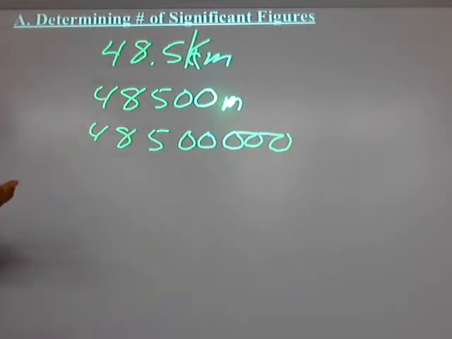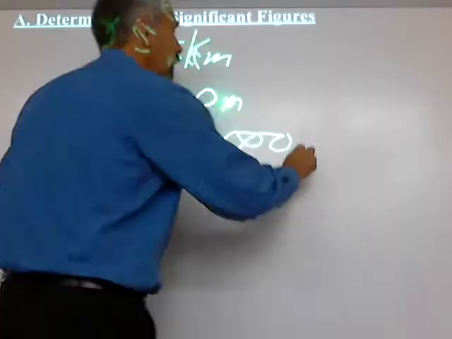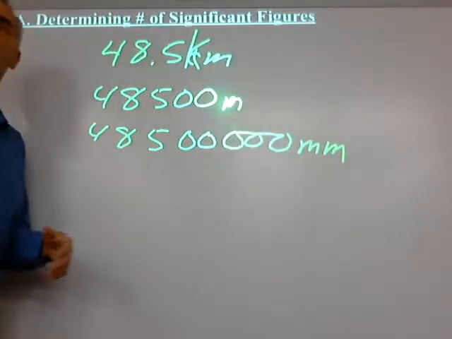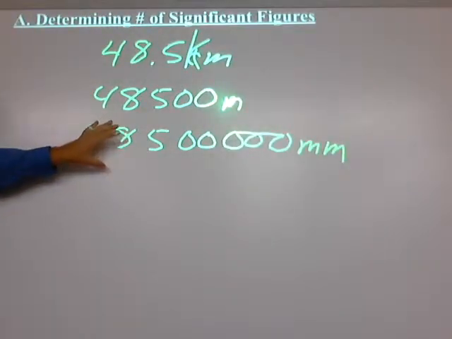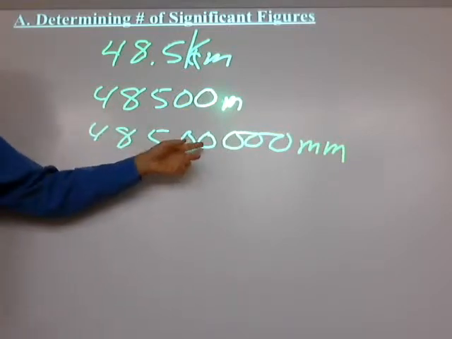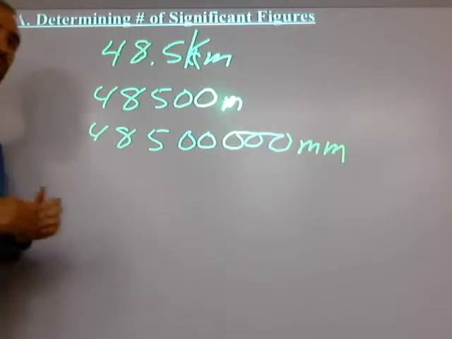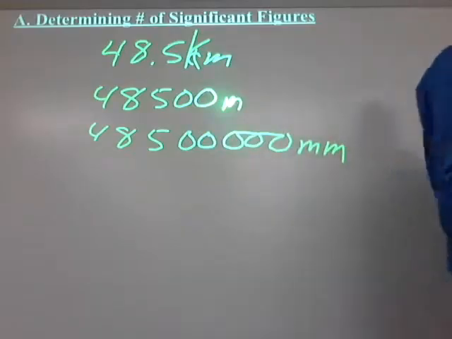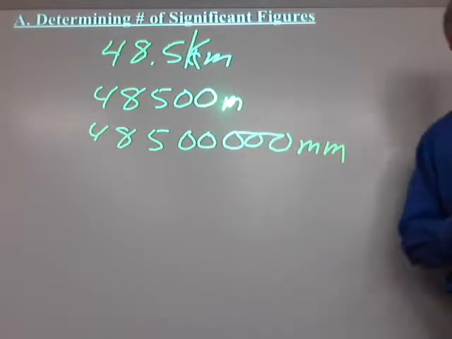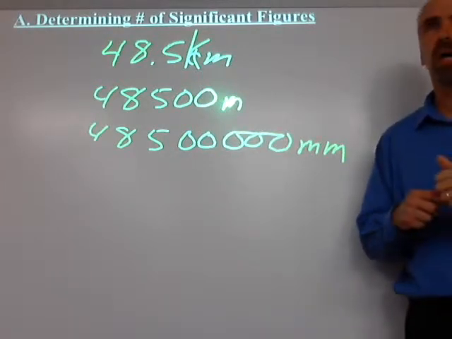Did I just create significant figures by changing the units from kilometers to millimeters? No, I can't do that. I can't just add significant figures and make the instrument better than it was. All right? Those zeros are just placeholders. And you have to be able to tell the difference between zeros that are significant and zeros that are placeholders. Sometimes they're just placeholders. And sometimes it's easy to tell. And other times it's not.